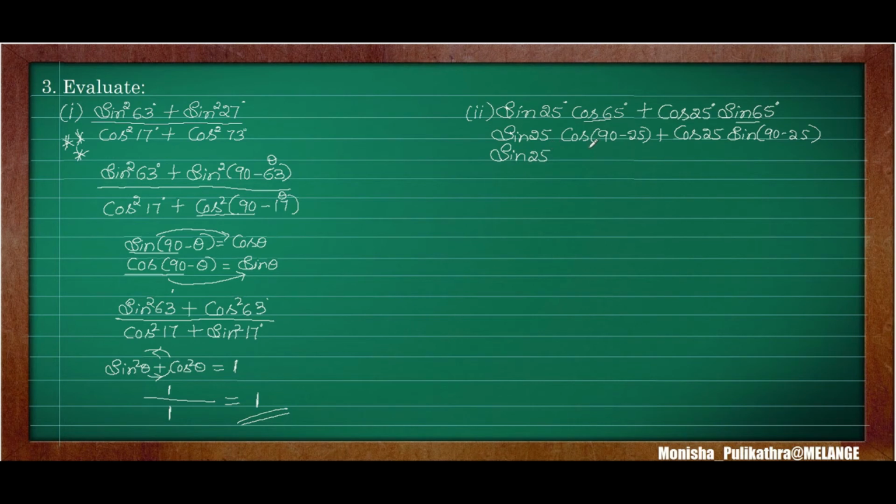Sine 25 into, when cos 90 comes, it will change into sine, and this theta value will retain as it is. So sine 25 plus cos 25 written as it is. If sin 90 comes, it will change into cos, and the theta value retains as it is. Next, sin 25 into sin 25 is sin square 25, plus cos 25 into cos 25 is cos square 25. This is in the form of the trigonometric identity: sin square theta plus cos square theta is always equal to 1. So this will also be equal to 1.